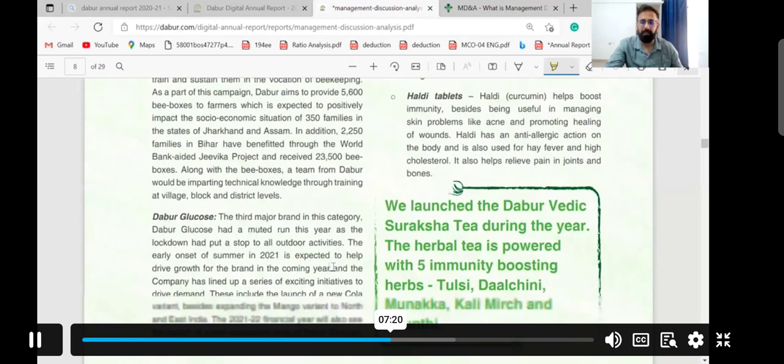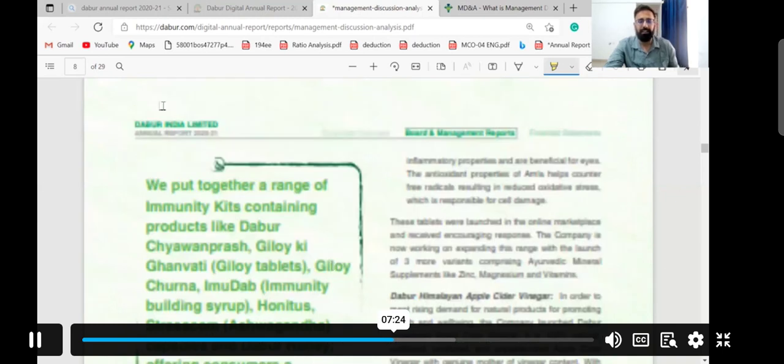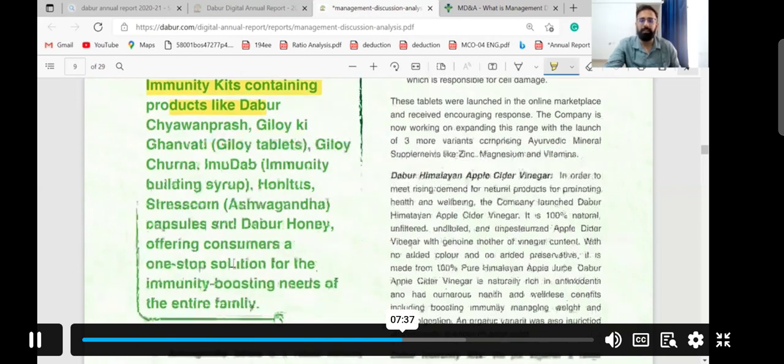So you can see Dabur Glucose, Haldi tablets. They're providing each and every thing, and they also provide codes. We put together a range of immunity kits containing products like Dabur Chyawanprash, Giloy Ki Ganbati, Giloy Churan, Imbuba. So they provide you each and every piece of information.